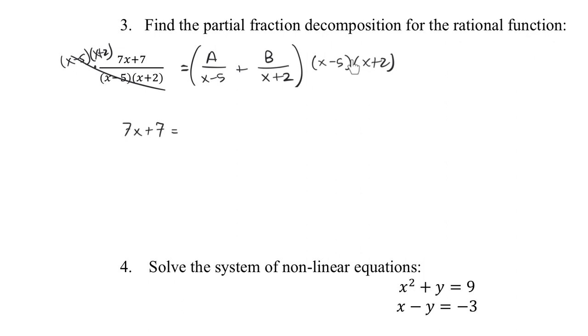Here we're going to have the common denominator multiply to this first fraction. The x minus 5s would cancel, so x plus 2 multiplies to the a. And when it multiplies to the b partial fraction, now the x plus 2s would cancel, so x minus 5 multiplies with b.